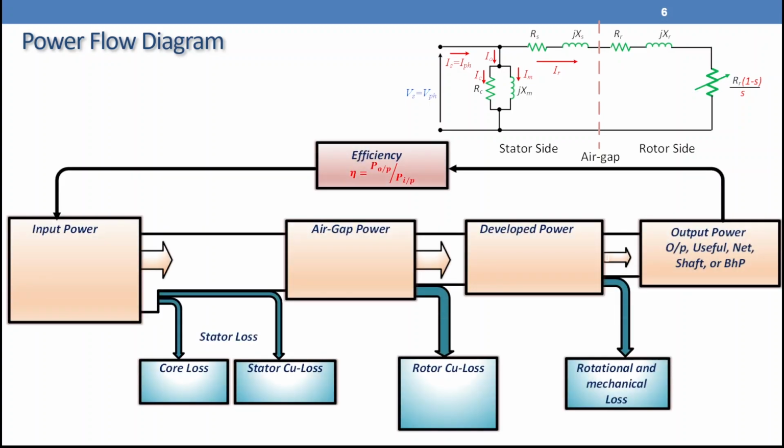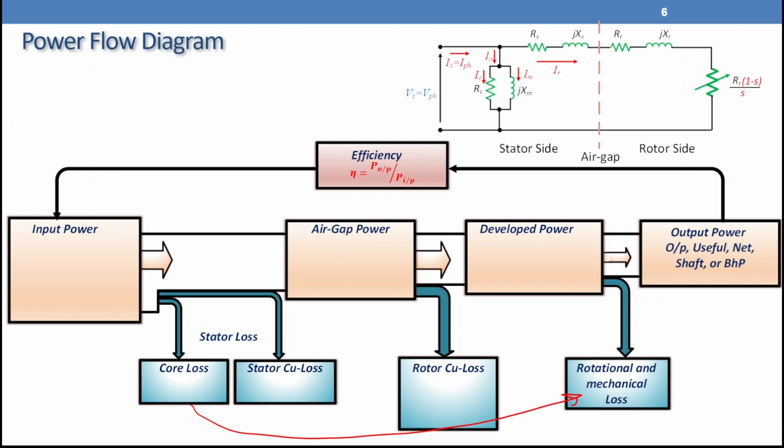As we can see here, we have input power, air gap power, developed power, and output power. Efficiency is definitely output power over input power. We have certain losses here. We have the stator loss, like core loss and stator copper loss. We have rotor copper loss, and we have rotational and mechanical loss. If rotational and mechanical loss is neglected, developed power will be output power, and efficiency in this case will be developed power over input power. Sometimes core loss will be combined with rotational loss. It depends on the manufacturer.